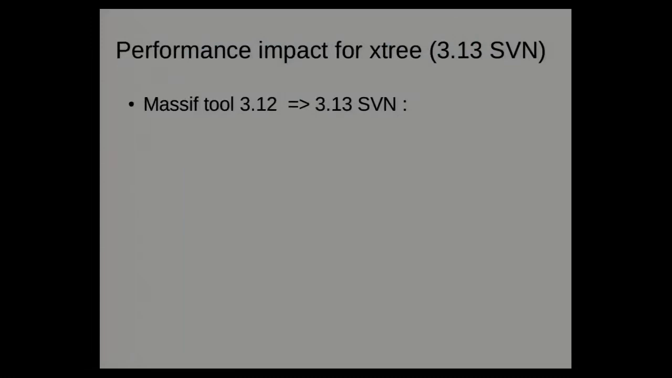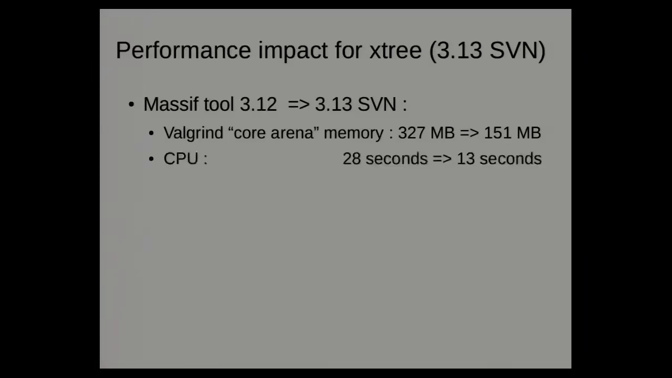So, what is the performance impact of the XTree? Massif in Valgrind 3.12, how did it change when we went to 3.13? First, Massif needed to have its own data structure, and now the XTree has its own data structure. So in total, for this application, we went from 327 megabytes of Valgrind memory to 151 megabytes. And for CPU, this application was running in 28 seconds and now runs in 13 seconds.